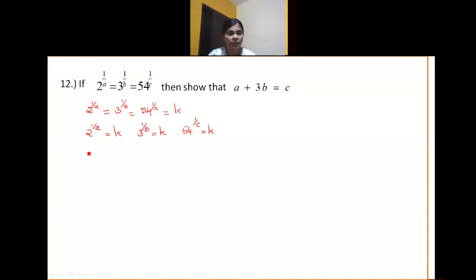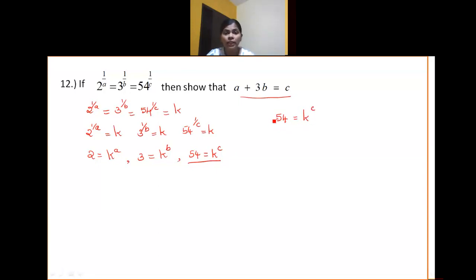Once again, let me shift the powers to the other side. I get 2 as equal to k to the power a, 3 as equal to k to the power b, and 54 is equal to k to the power c. This is what I get. Now, we need to use these three conditions in order to get this particular answer. We have three numbers: 2, 3 and 54. Out of these, let me make use of the biggest number, 54 is equal to k to the power c, first.